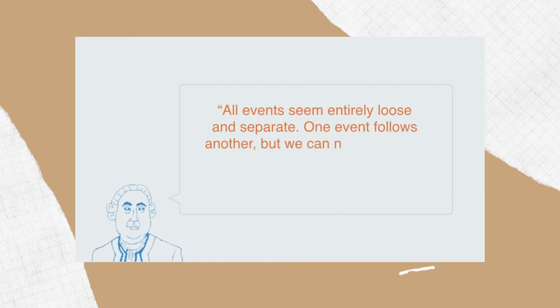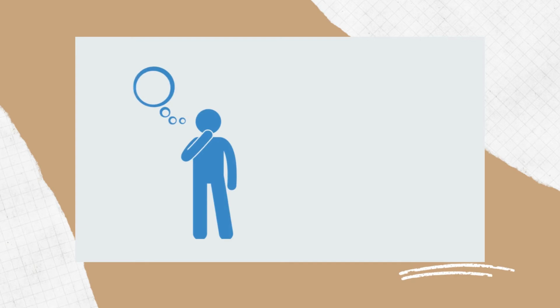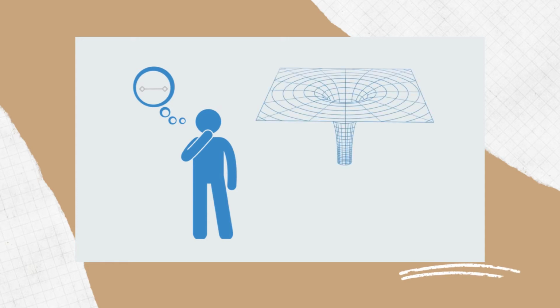In his words, all events seem entirely loose and separate. One event follows another, but we can never observe any tie between them. They seem conjoined, but never connected. We perceive cause and effect, and then extrapolate from that to infer cause and effect relations about things that we cannot see, such as black holes, subatomic particles, or events in the future.